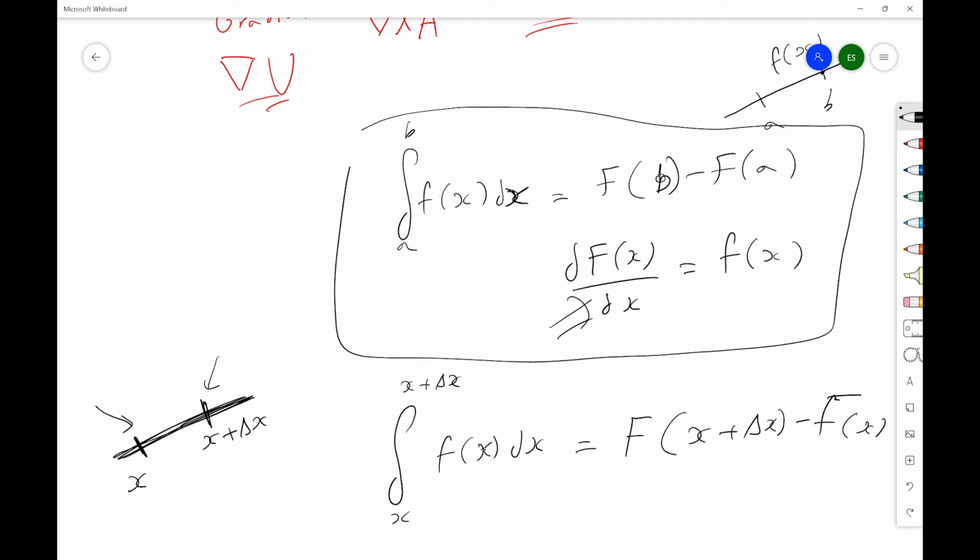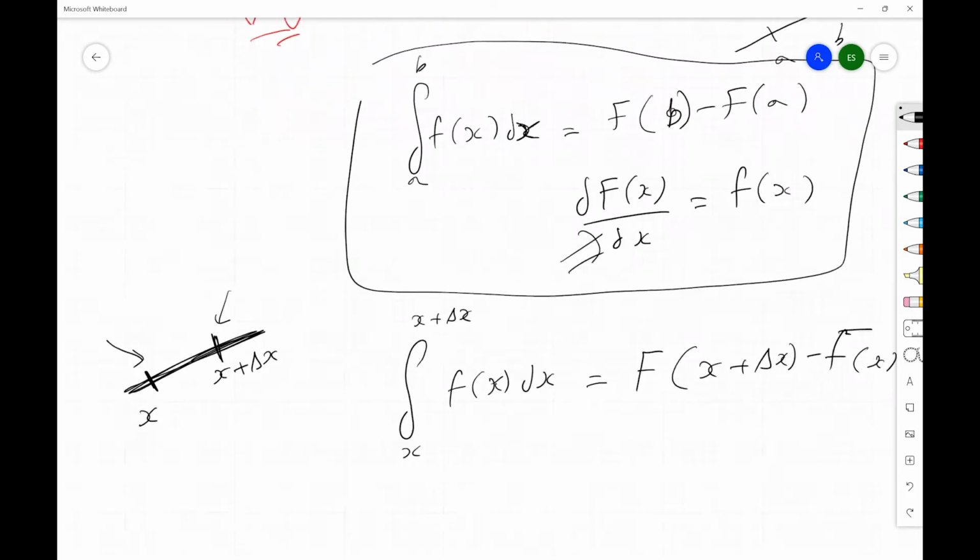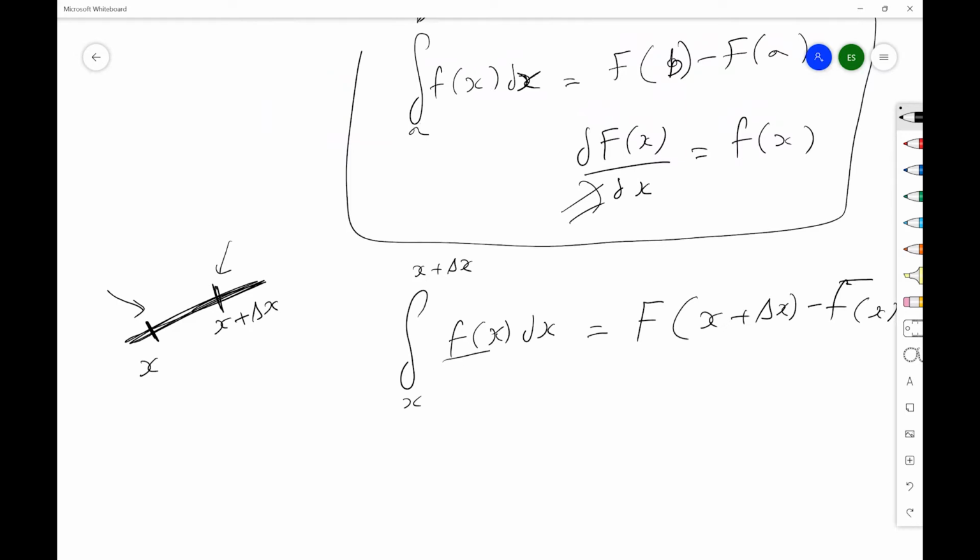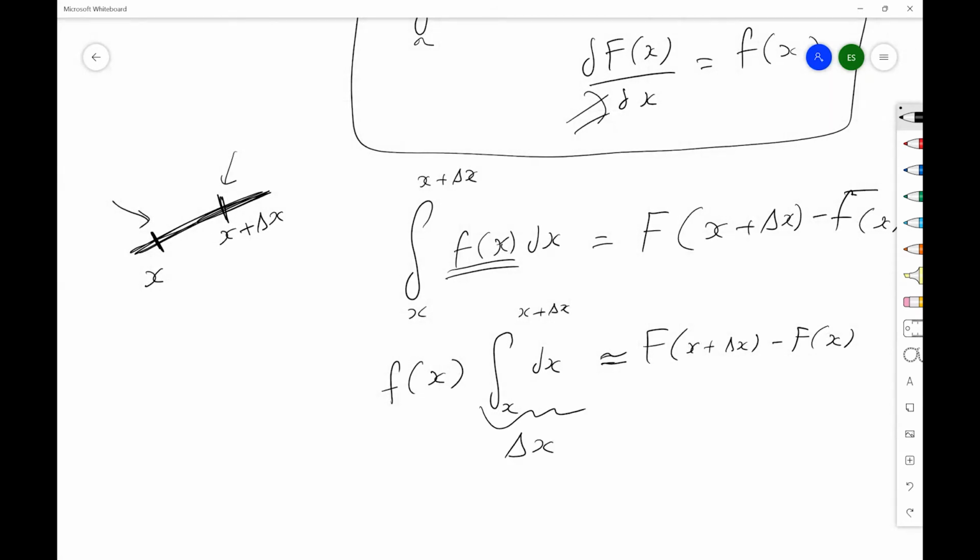We can determine that by choosing the interval of integration to be really small. If the interval is really small, I can take f(x) out. So this becomes f(x) times the integral from x to x plus delta x of dx, which is approximately equal to F(x plus delta x) minus F(x), because the interval is not 0, it's really small. The integral of dx is just x evaluated from x to x plus delta x, which is x plus delta x minus x, just delta x.